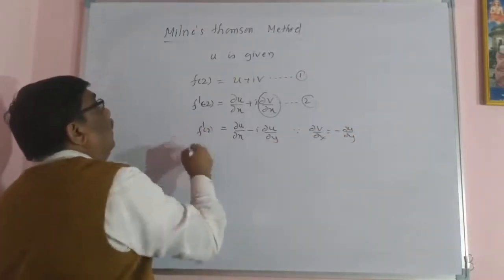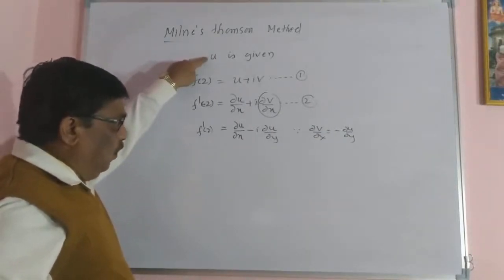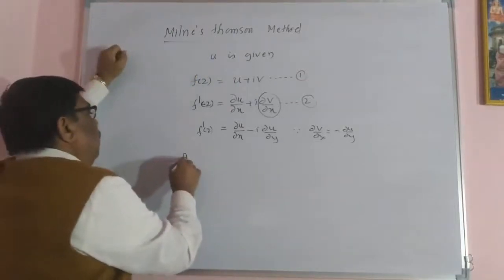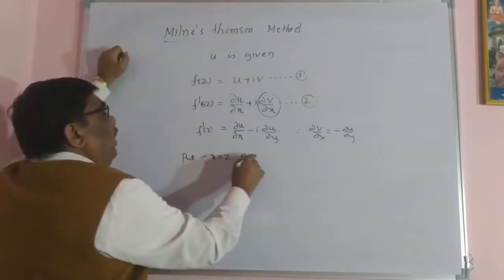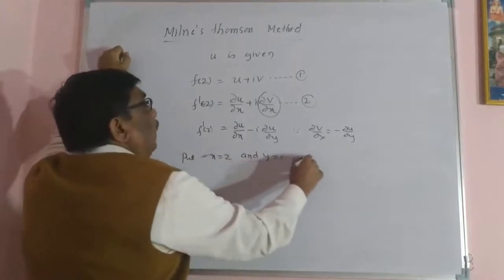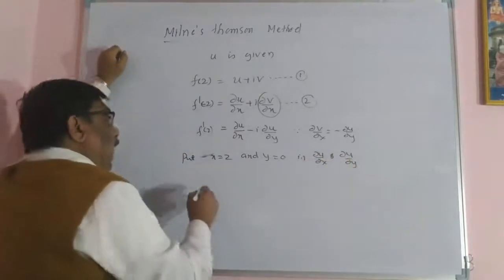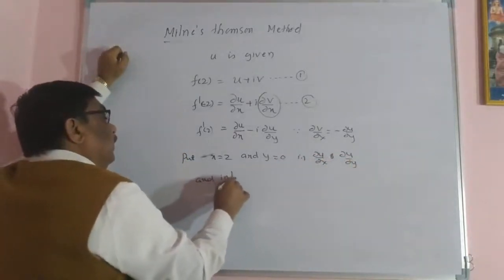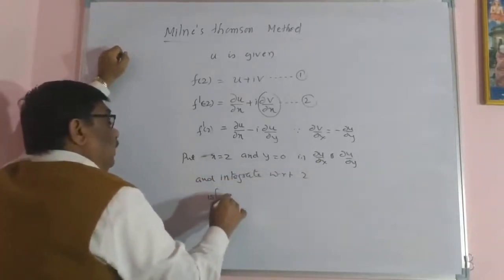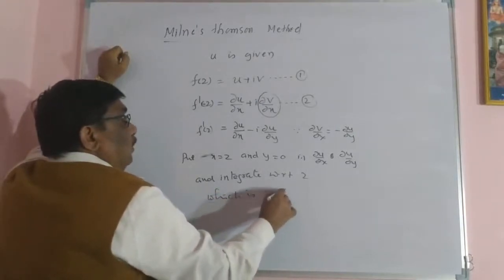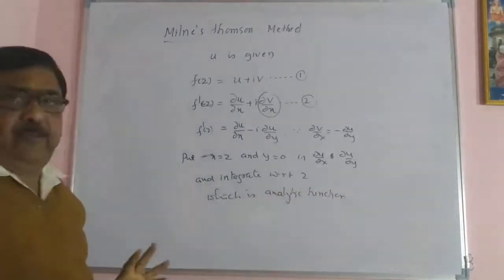So f dash of z equals dou u by dou x minus i dou u by dou y. With the help of the u given, you can differentiate partially with respect to x as well as partially with respect to y. Then put x equal to z and y equal to 0 in dou u by dou x and dou u by dou y, and integrate with respect to z, which gives the analytic function. This is the method, a very simple method.